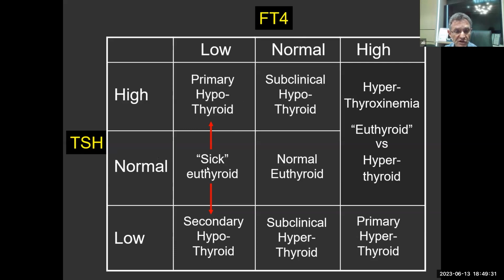And then you have the situation where the TSH can be normal and the T4 can be low, which is a sick euthyroid state. And if both the TSH is low and the T4 is low, that means that the thyroid is not being stimulated by the TSH. The problem is sitting up in the pituitary. You have secondary hypothyroidism. So we're going to talk about conditions where the TSH is low or normal, and the T4 is high.